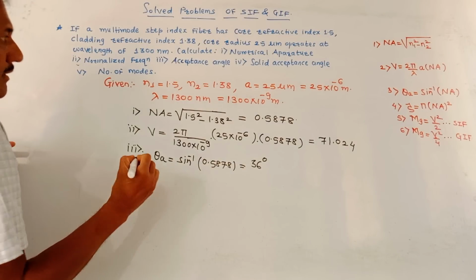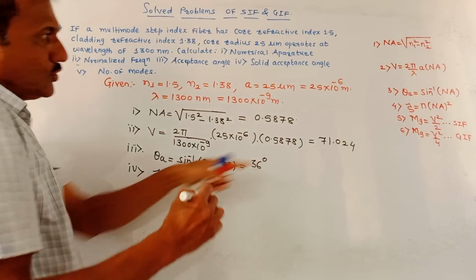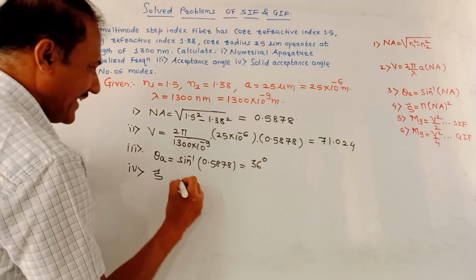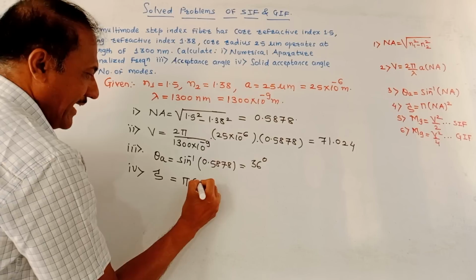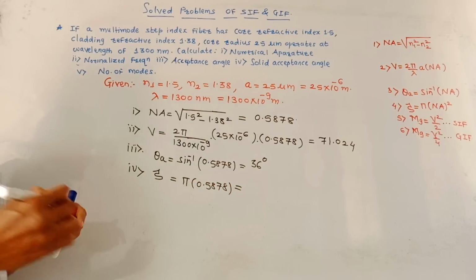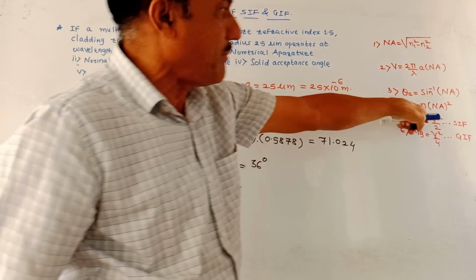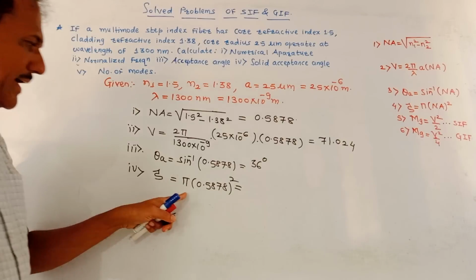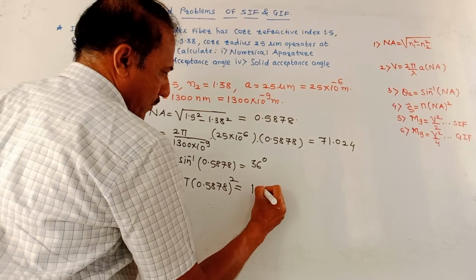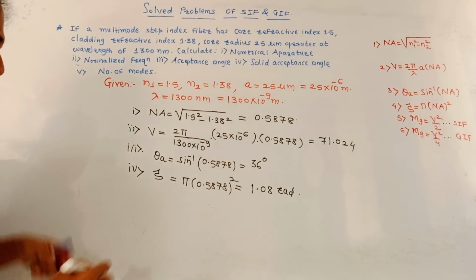Fourth, solid acceptance angle, that is zeta. This notation stands for solid acceptance angle, which is pi NA square. So it is pi, NA is 0.5878. Because I am making use of this formula, so pi into 0.5878 bracket square. So the answer of zeta is 1.08 radians. This unit is radians.